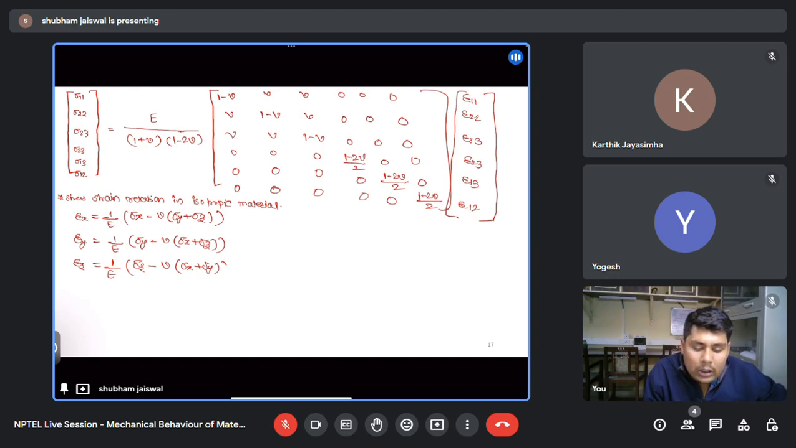After that, we came across the concept of bulk modulus, and it is represented by a letter. What is the letter for bulk modulus?